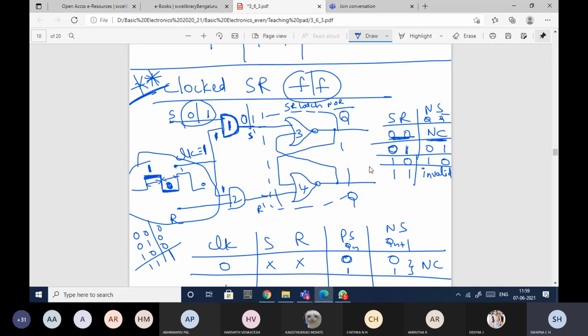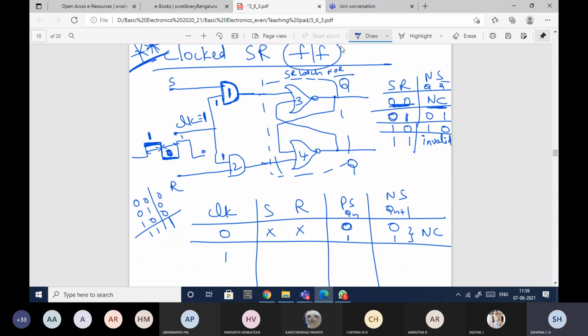Here again we need to analyze when the clock is equal to 0, and for different input S and R values, what the next state will be, and how the output of the flip-flop will behave. Let us analyze it again, because that day I left it in between. So let me just finish it.